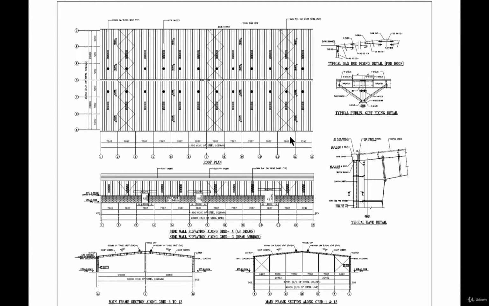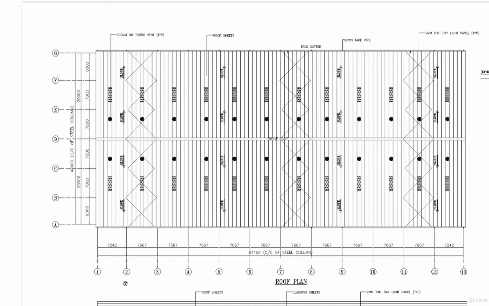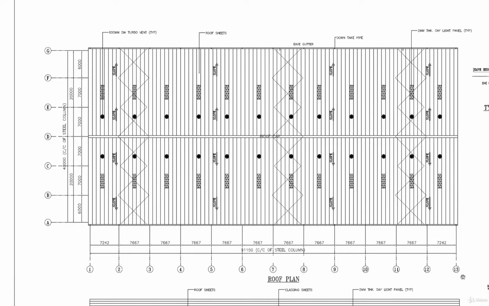So in this lecture, we will learn how to read the PB shed structural drawings. Here in front of us is a full-fledged PB structural drawing. On the top, we can see that this is the plan view. That is, the shed is running from grid 1 to grid 13.